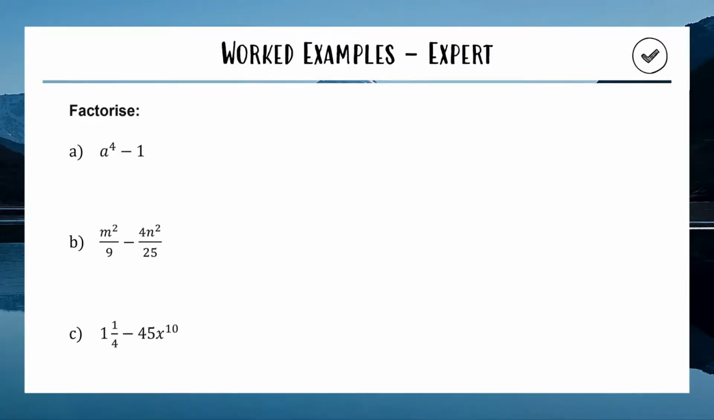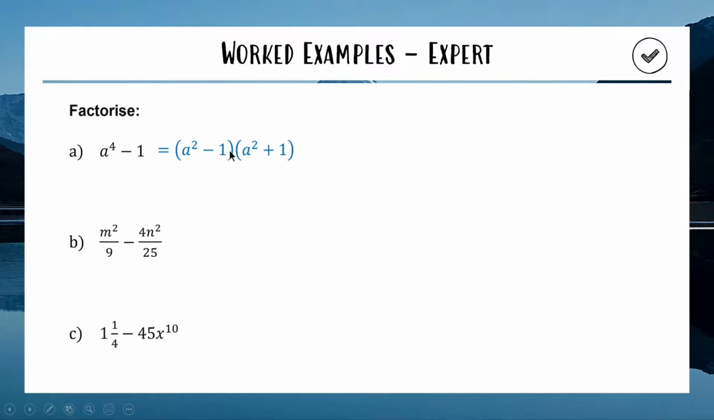So here they are. The first one is a to the power of 4, take away 1. Okay, so like with the last example, we're going to think of a to the power of 4, and we're going to say to ourselves, well, that is just a squared squared. So that is a squared term. And 1 is, of course, 1 squared. So this is, in fact, a difference of two squares. So we'll factorize it as a squared take away 1 and a squared plus 1.